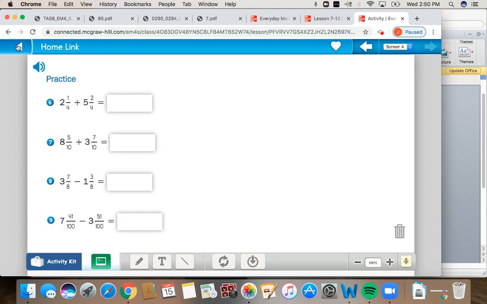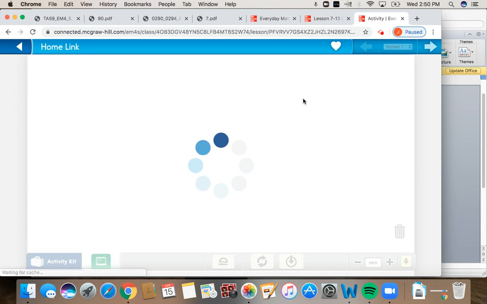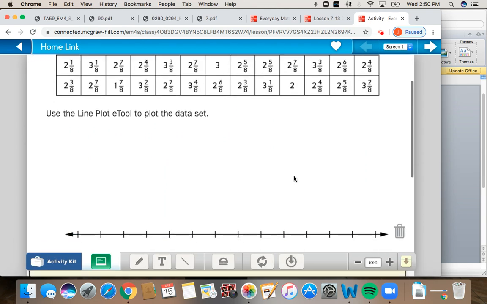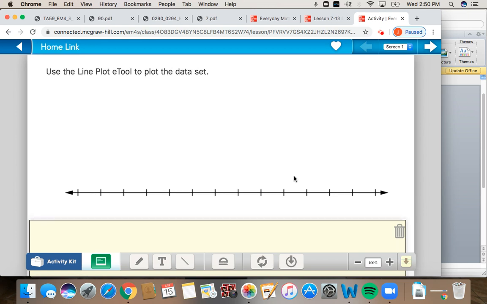So I'm going to go back to your home link. And you can do your line plot right underneath, and they already give you the line to do that. So go ahead and do that either in your program, or you can do that in a notebook, since you don't have your journal.